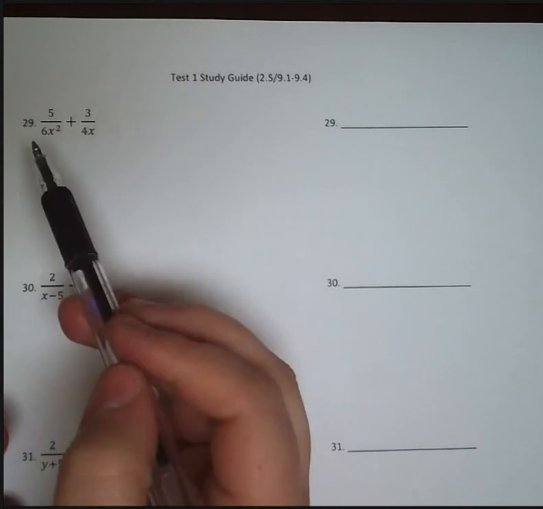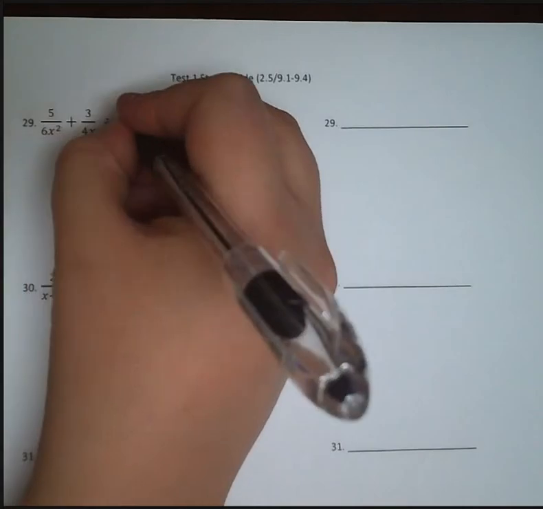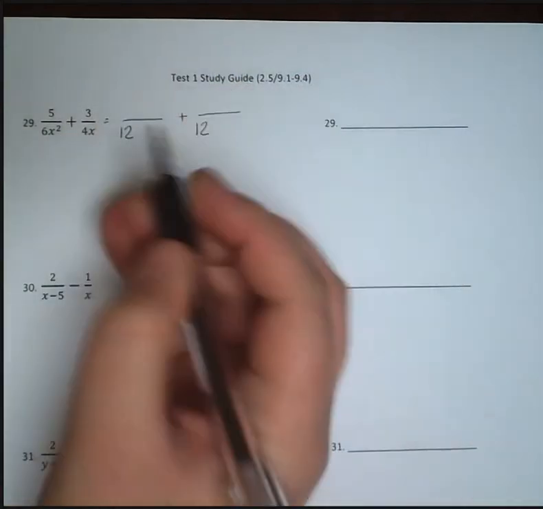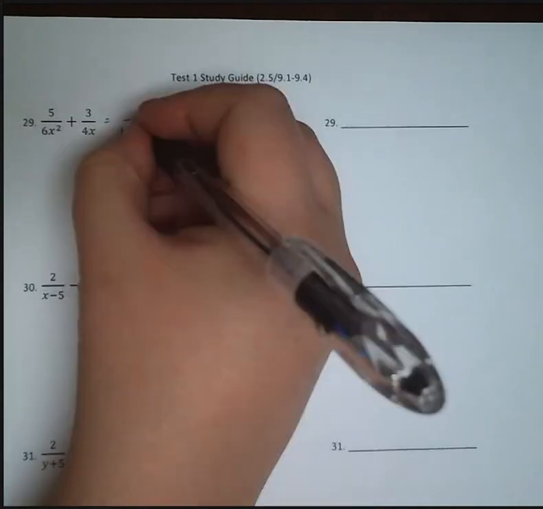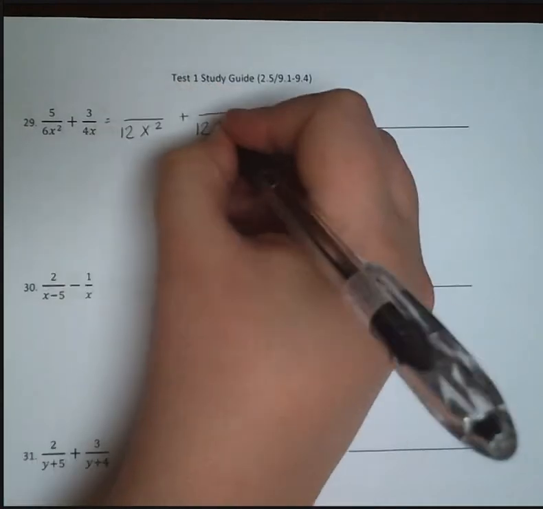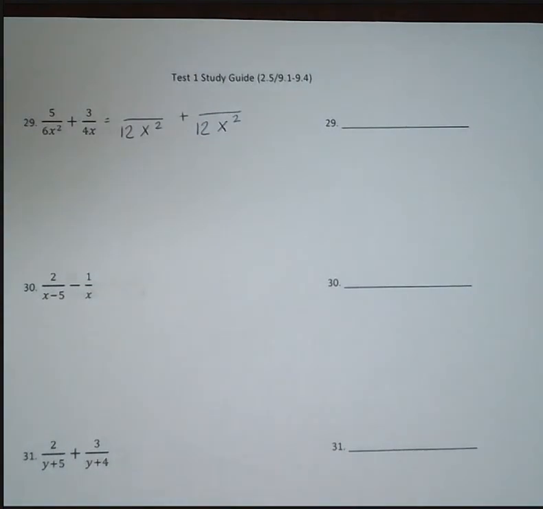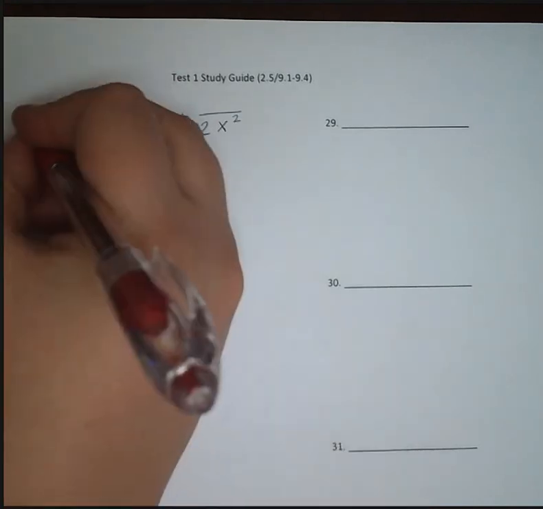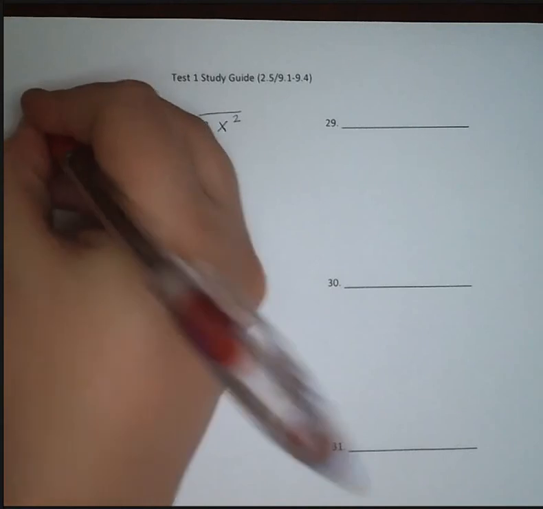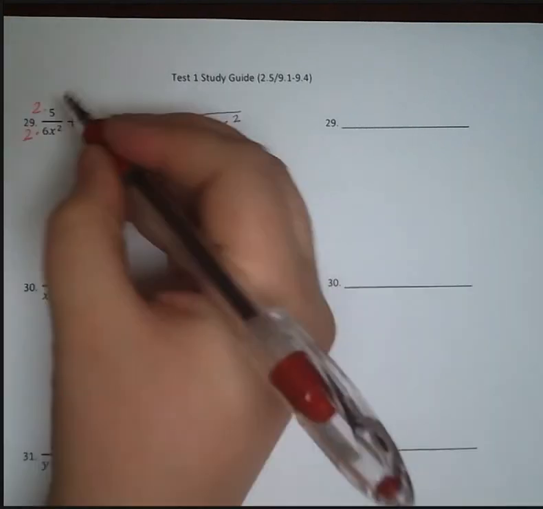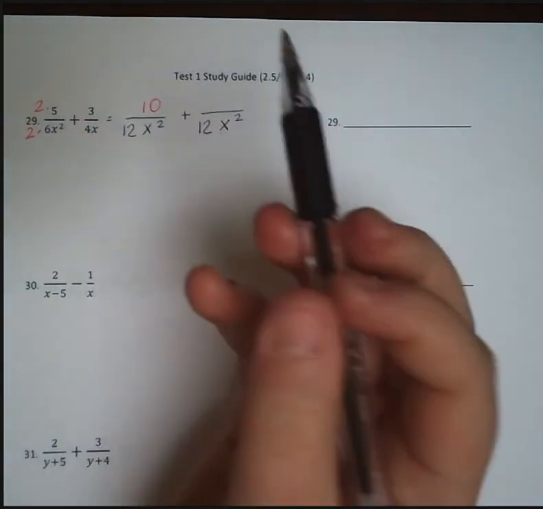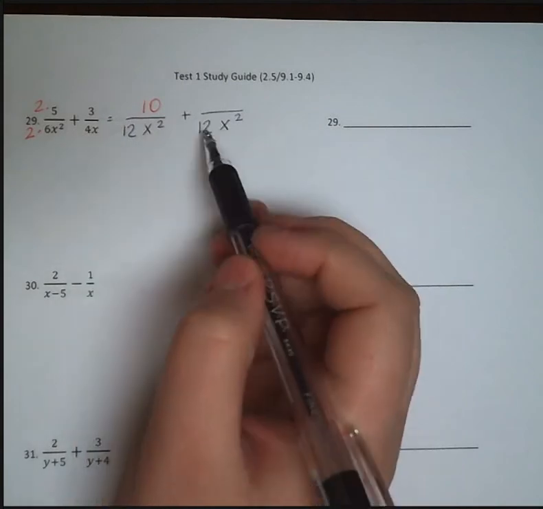So between 6 and 4, our common denominator is going to be 12. And between x squared and x, we're going to use x squared. You're always going to use whichever variable has the highest exponent. So, to get 6x squared to be a 12x squared, you multiply by 2. Remember, what you do to the bottom, you do to the top. So 2 times 5 is going to give us a 10 up here. And then 4x to get 12x squared.